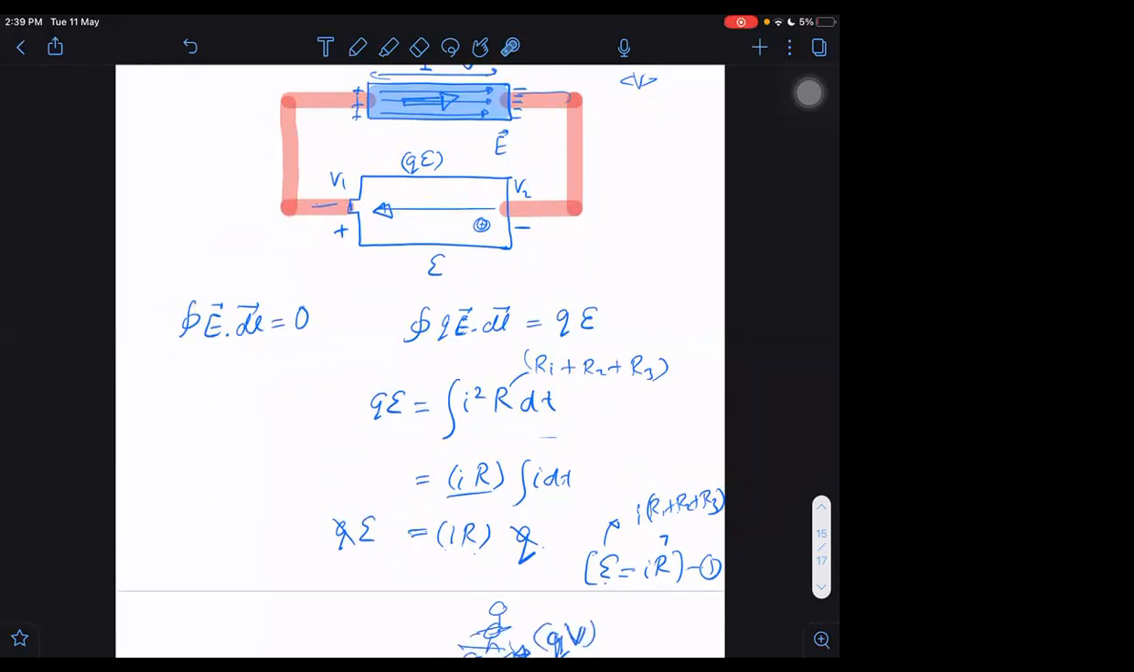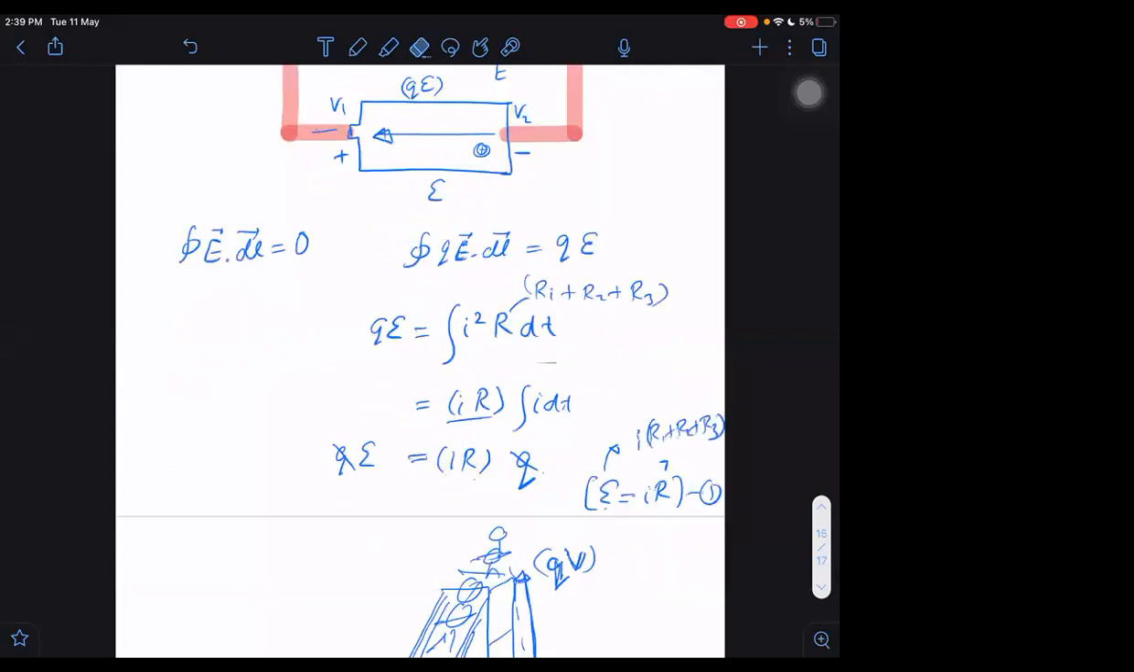We can say that the E dot dl will be 0, and if it is 0, then we can define the potentials for it. Otherwise, we have no right to even define the potentials. Okay. Yes, sir.